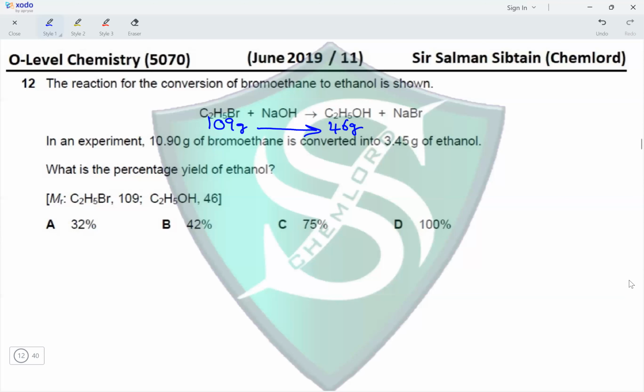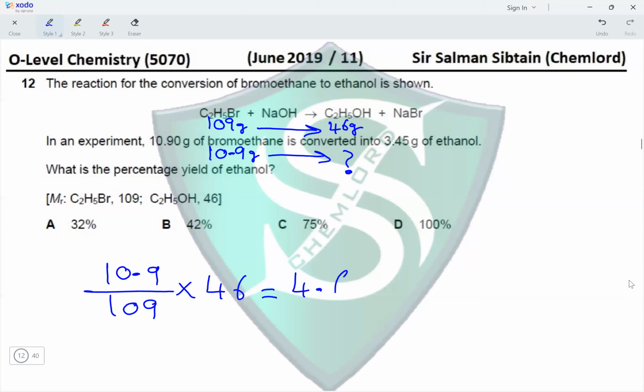46 grams of C2H5OH. And the question says we have 10.9 grams of C2H5Br, and we need to find out how much of it would be produced if it was a percentage yield of 100%. So this would give us 10.9 divided by 109 into 46. So we are left with a value of 4.6 grams if the yield was 100%.